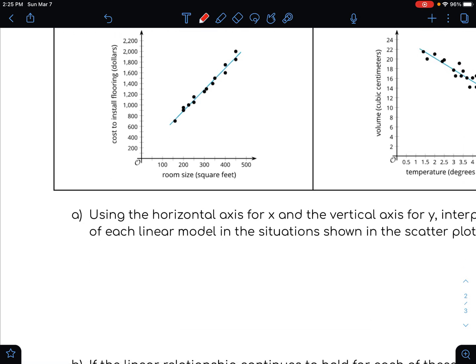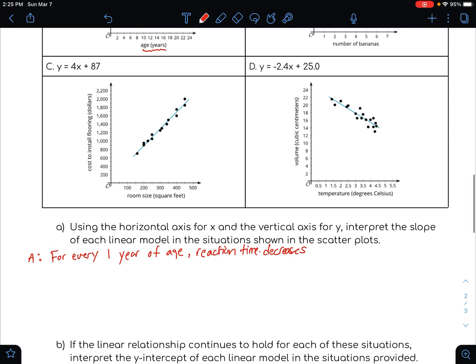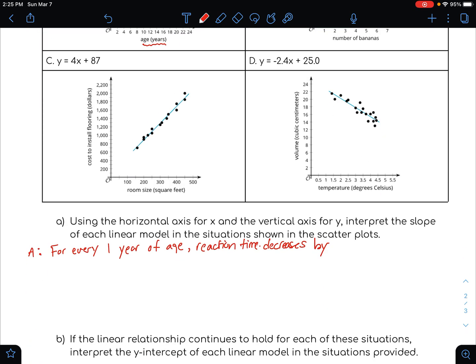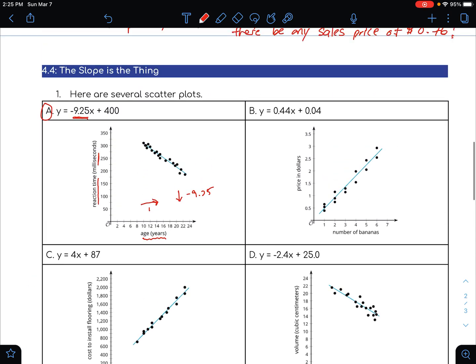All right, so let's write that down. Now let's go with A here. So for every 1 year of age, reaction time decreases by, is it 9.25, I think? Yeah. So decreases is where that negative comes in. So decreases by 9.25. And at first I thought it was seconds, but it's actually milliseconds. So let's write that down, milliseconds. So that's the meaning of the slope for A.